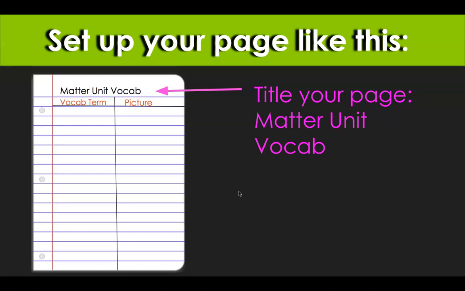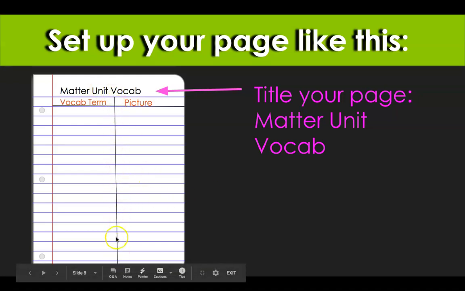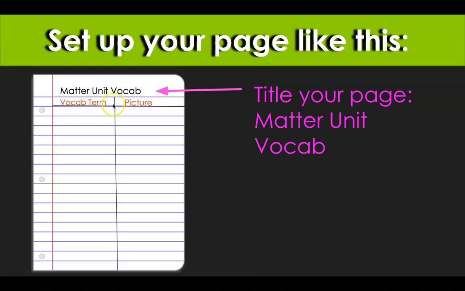All right, so now you have your book and your paper in front of you. I would like you to open up your notebook, go to the first page, and title that page, Matter Unit Vocab. So your title should look like this, Matter Unit Vocab. And then I would like you to draw a line down the page, about in half or so. Doesn't matter. Doesn't have to be perfect. And on the left side, you're going to write vocab term. And on the right side, you're going to write picture.